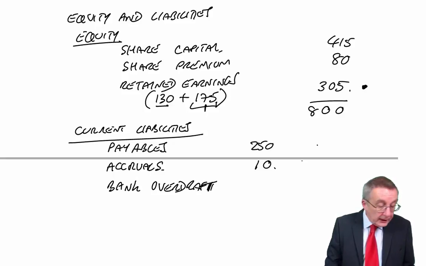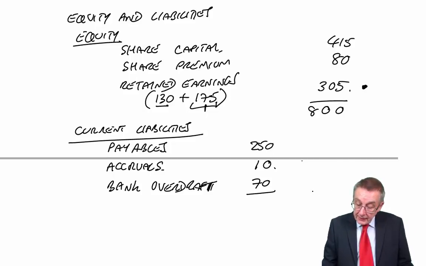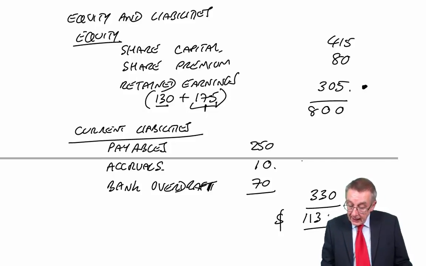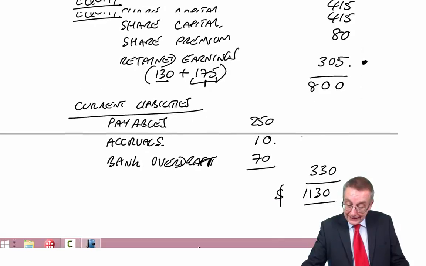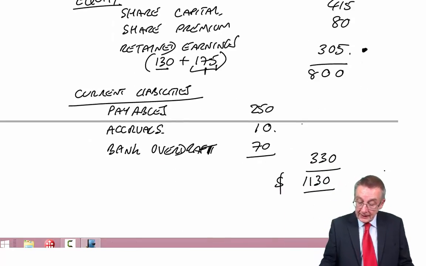So bank overdraft, what is it? 70. Total 263.30. And therefore the total for equity and liabilities is 1130. And yes, it balances.